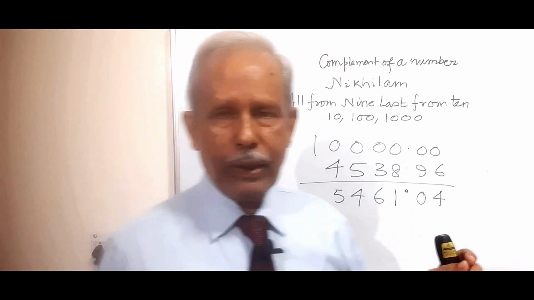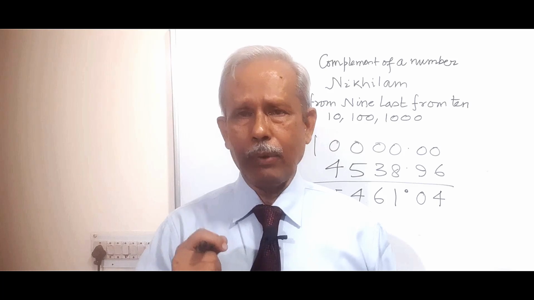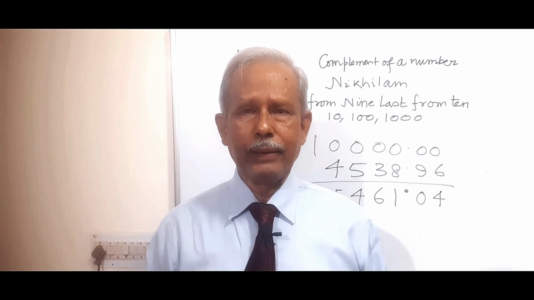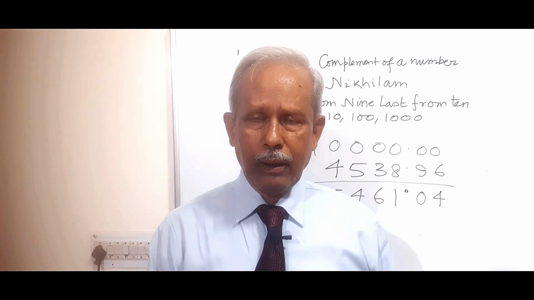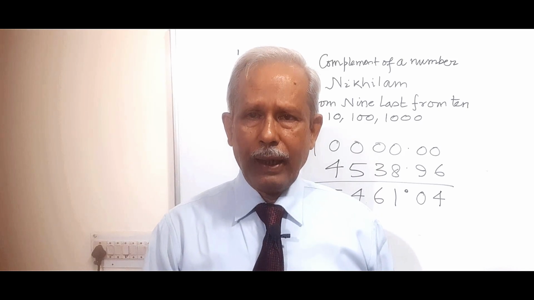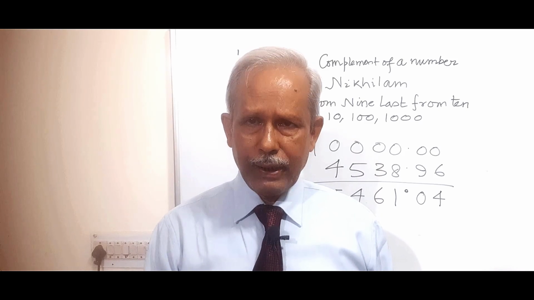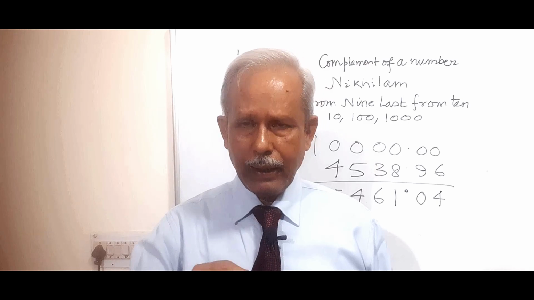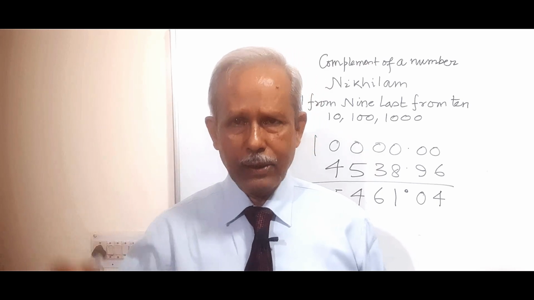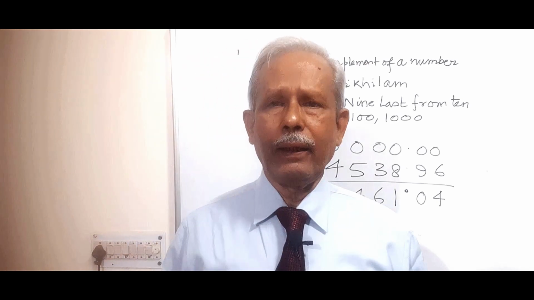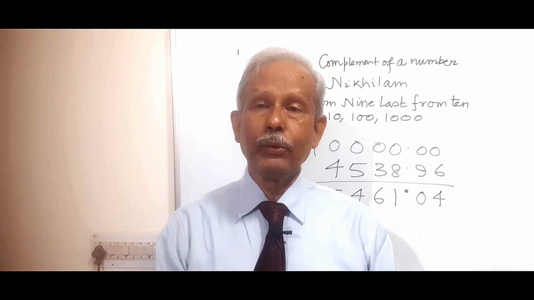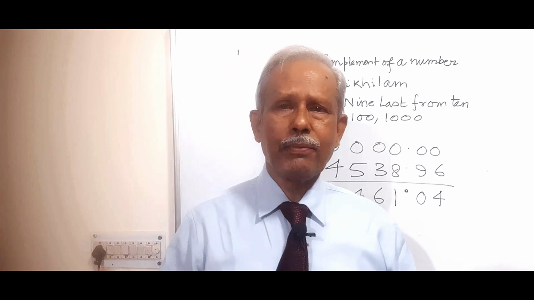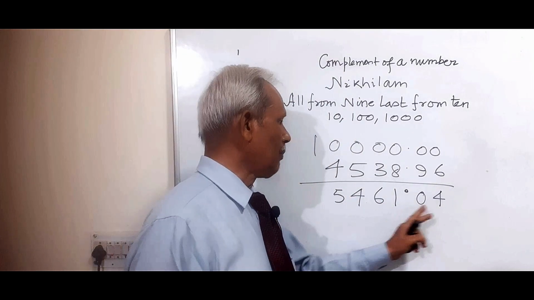Well, this is the concept of complement. Whatever you have learned today is the concept of complement. Complement is what? For any number, it is its difference from its nearest base like 10, 100, 1000, 10,000, etc. And how can we find it out? Actually, it is a subtraction. That subtraction can be done quite easily by using the formula all from 9, last from 10.